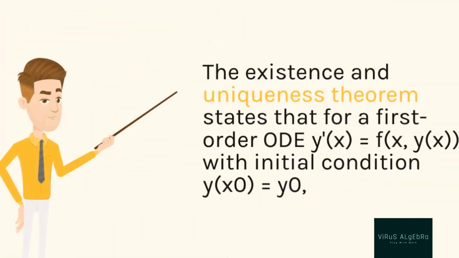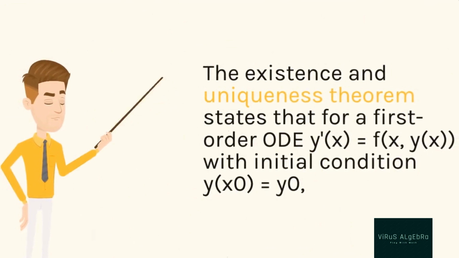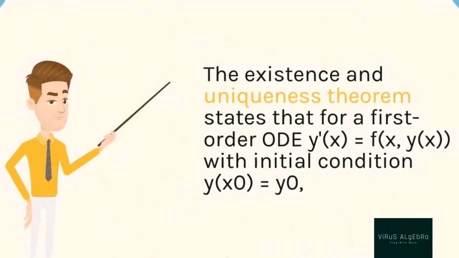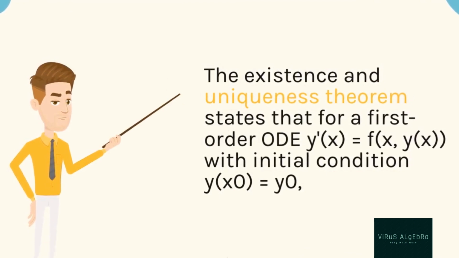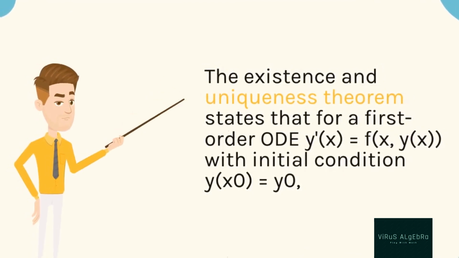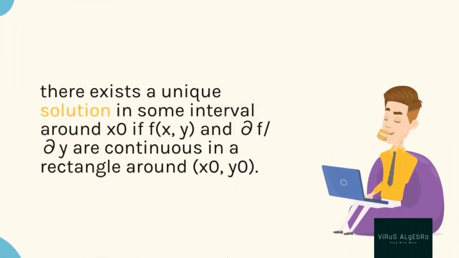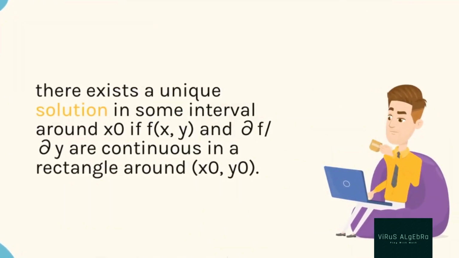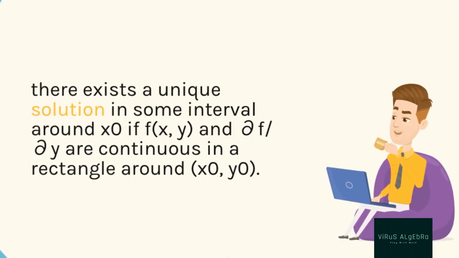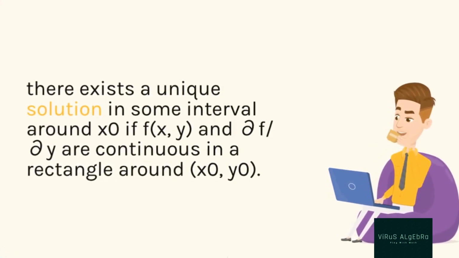The existence and uniqueness theorem states that for a first-order ODE y'(x) = f(x, y(x)), with initial condition y(x0) = y0, there exists a unique solution in some interval around x0 if f(x, y) and ∂f/∂y are continuous in a rectangle around (x0, y0).